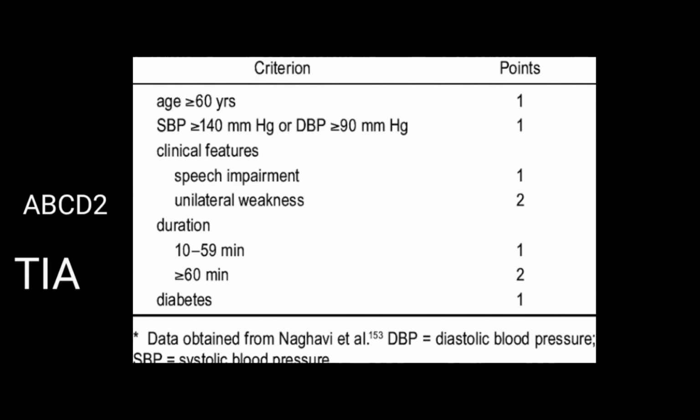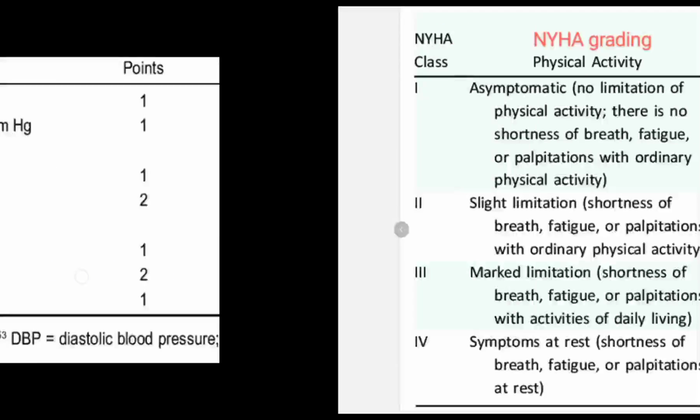Duration, if 10 to 59 minutes, then it is 1 point, and if it is more than 60 minutes, then it accounts for 2 points. Then another D is for diabetes. So 2 points are assigned to two parameters, that is unilateral weakness and duration more than 60 minutes.